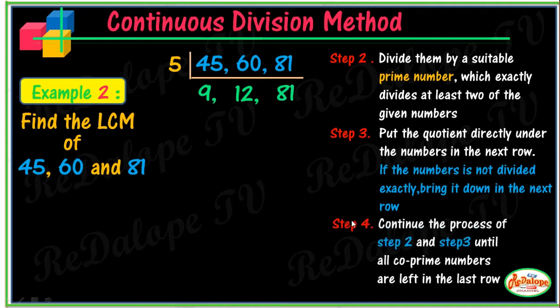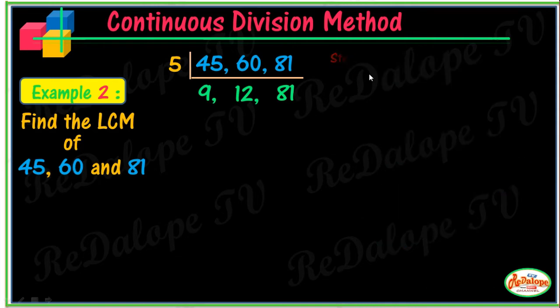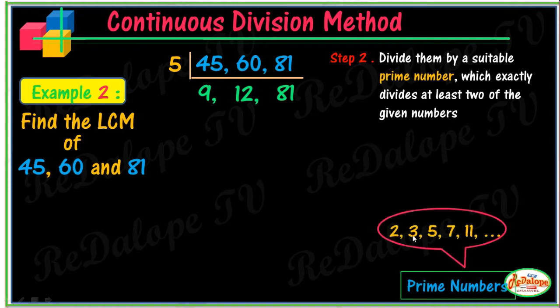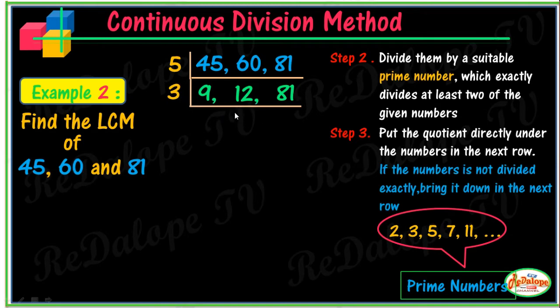And then, we will continue the process of step 2 and step 3 hanggang sa maging co-prime numbers ang matitira sa last row. So, we'll use step number 2. We will divide this again by a suitable prime number. So, we have the prime numbers 2, 3, 5, 7. 9, 12, 81 are exactly divisible by 3. So, we will divide this by prime number 3. Again, we will place the quotient directly under the numbers in the next row. 9 divided by 3 is 3. 12 divided by 3 is 4. 81 divided by 3 is 27.